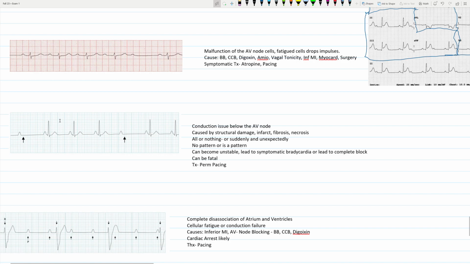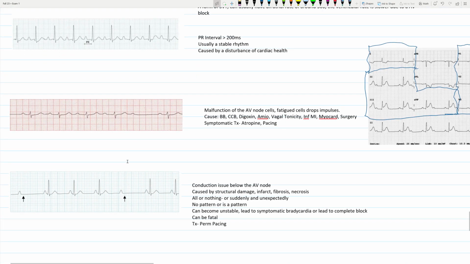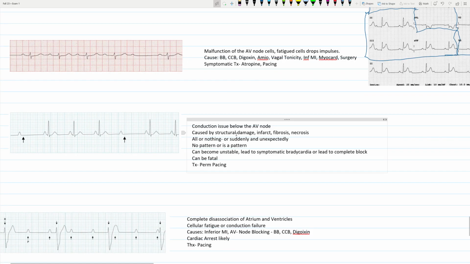So this is another type of type 2 block, okay? Just keep an eye out for this one. We're completely losing the QRS, and there isn't a progressively longer PR before the drop. This is another conduction issue below the AV node, so it isn't the AV node itself. It's the bundle of His and the Purkinje fibers. We're having some sort of conduction issue that's not causing the ventricles to contract, so we're not getting those QRS complexes.